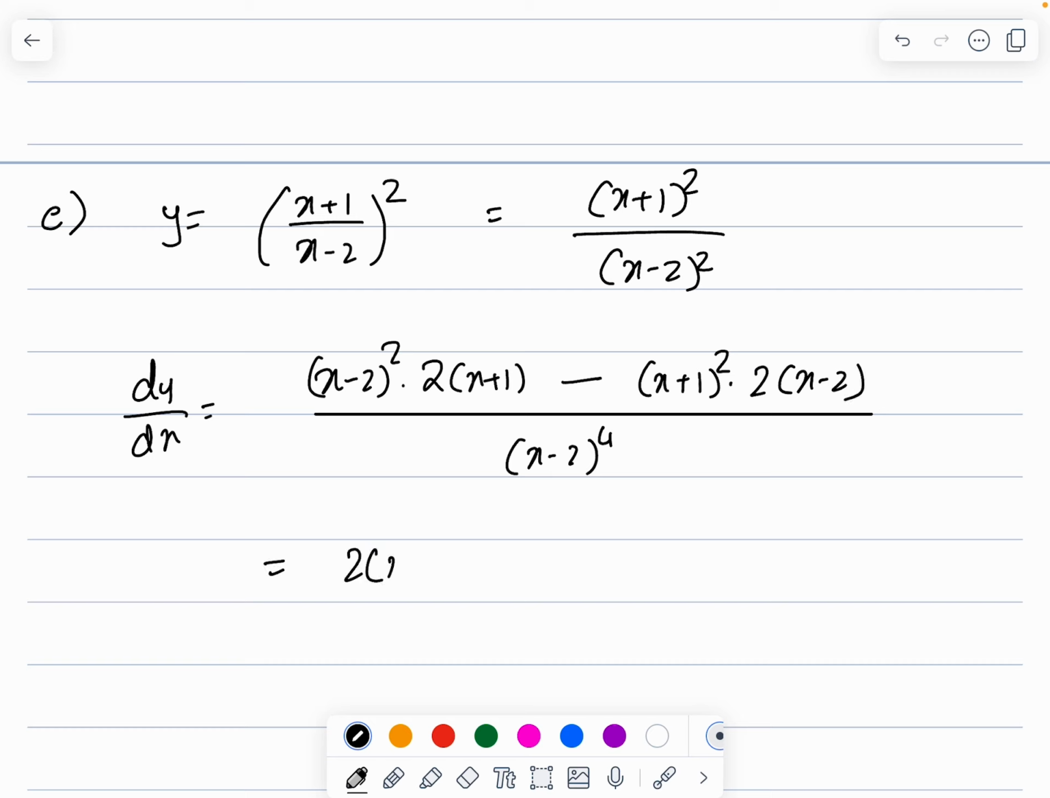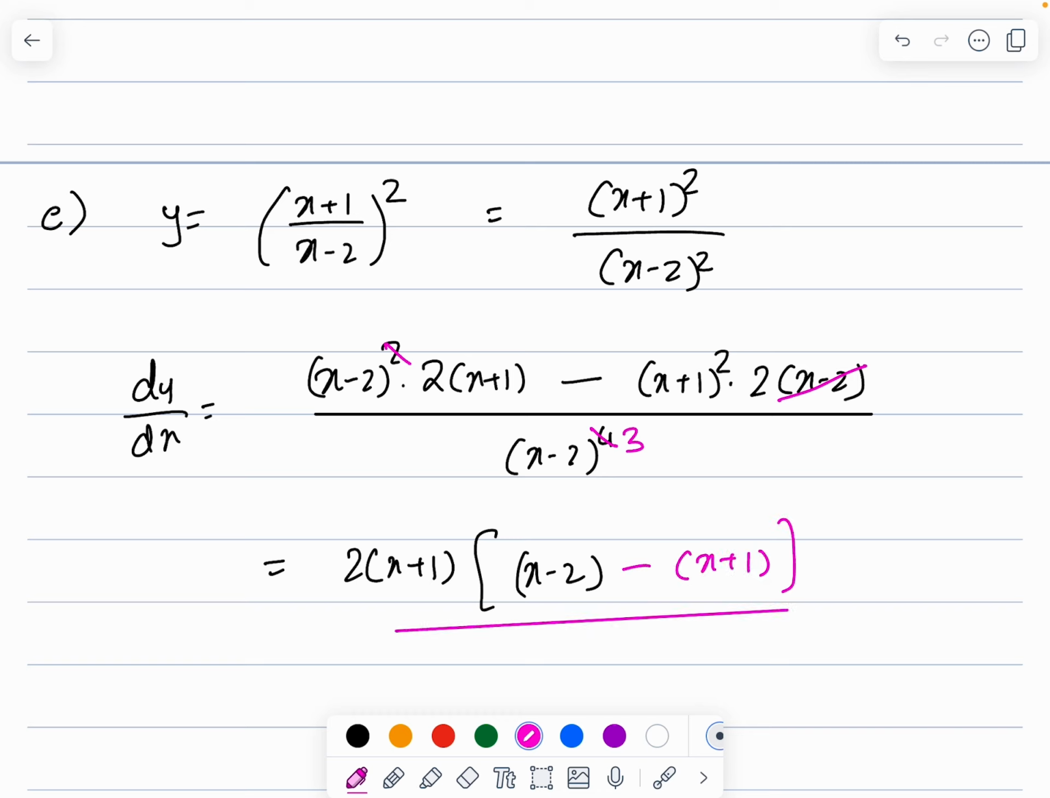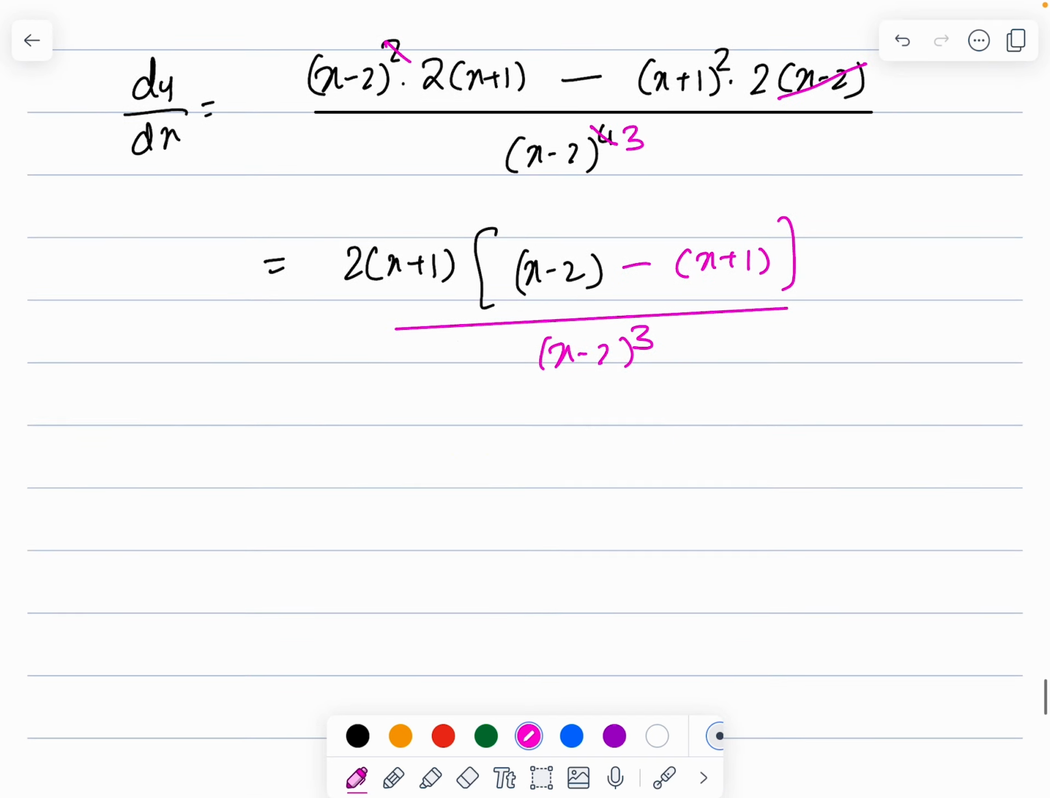So I take 2 times x plus 1 common. So what will be left over? 1 more x minus 2 will be left over. Then, because basically what is happening is x minus 2 and x minus 2 cancels. So 1 more x minus 2 is left over, minus of 1 more x plus 1 is left over, divided by x minus 2 whole cube. When you simplify this, you should be directly getting the answer as minus 6 times of x plus 1 divided by x minus 2 whole cube.